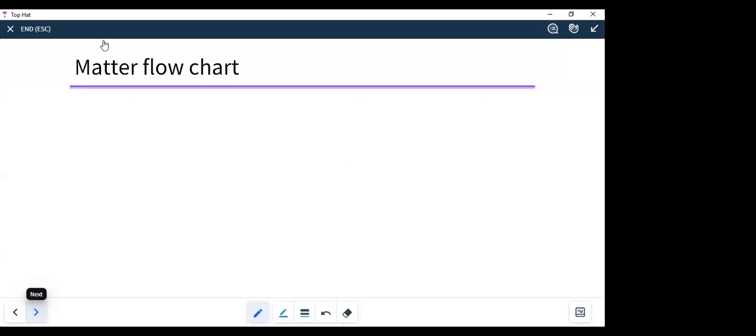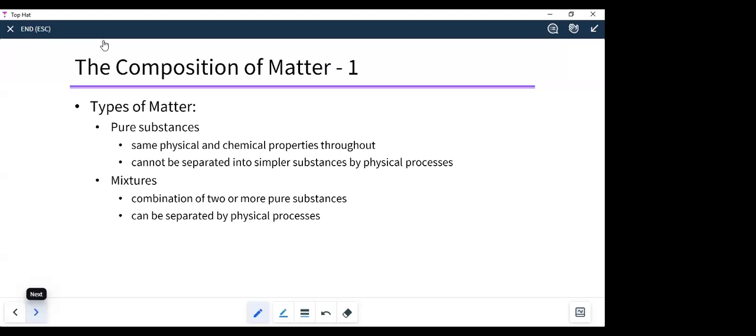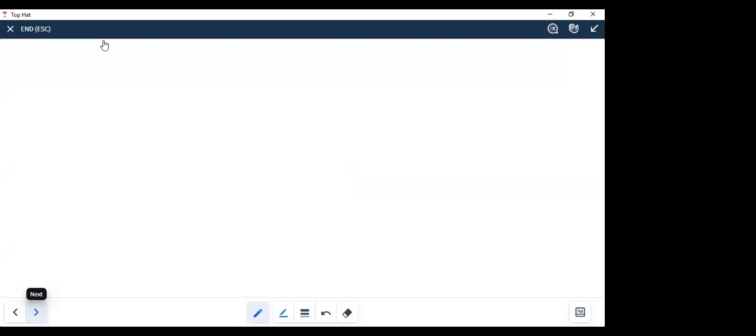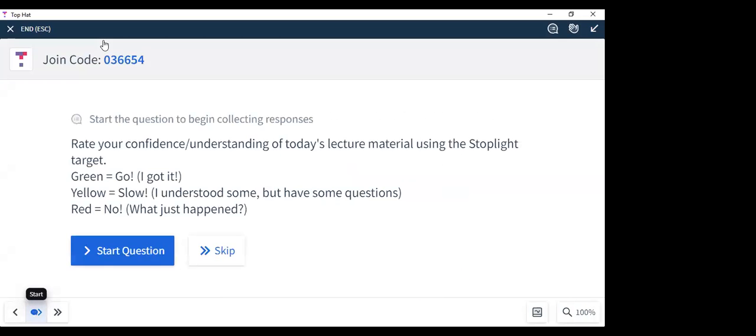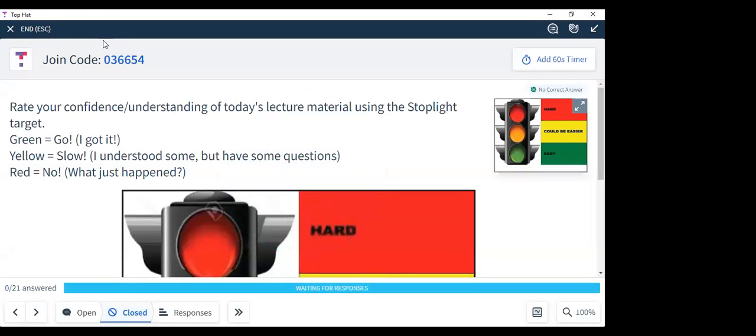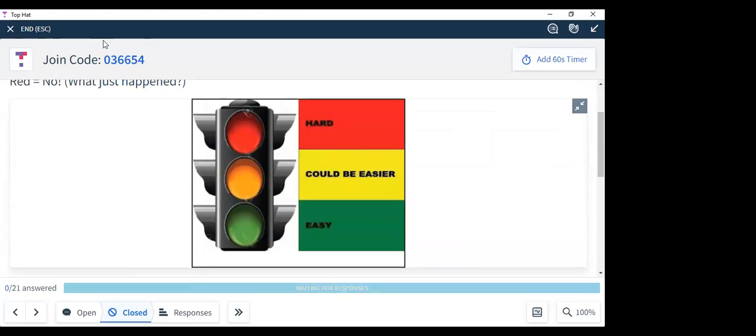If you're having trouble with what's in the homework assignment. But as is always going to be the case, the last question of the day is always going to be the stoplight question here. So a word of caution to you, if you haven't seen this question yet, don't put your stuff away.